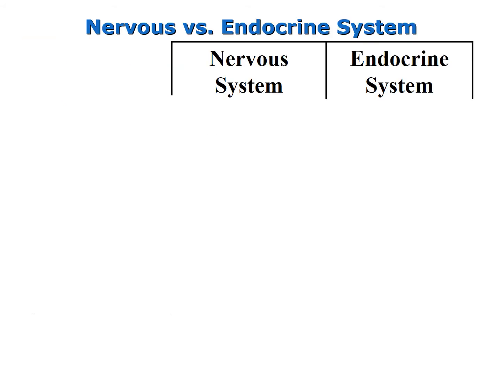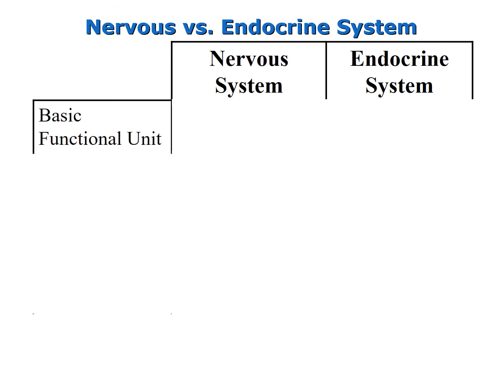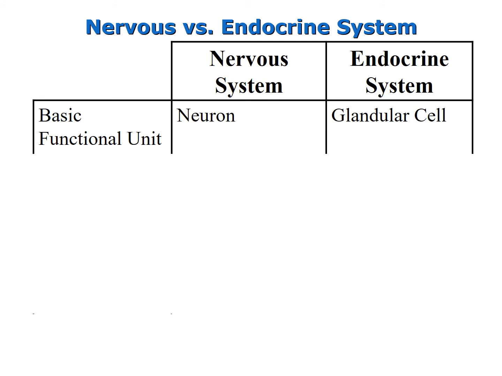Since we've already covered the nervous system and you have a basic understanding of it, I would like to compare the endocrine system to the nervous system. That is, sort of applying what you know to what you may not know with respect to the endocrine system. So when we look at the basic functional unit of the nervous system, it was a neuron. In contrast, in the endocrine system, it's going to be a cuboidal cell of a gland or a glandular cell. That's the functional unit of the endocrine system.